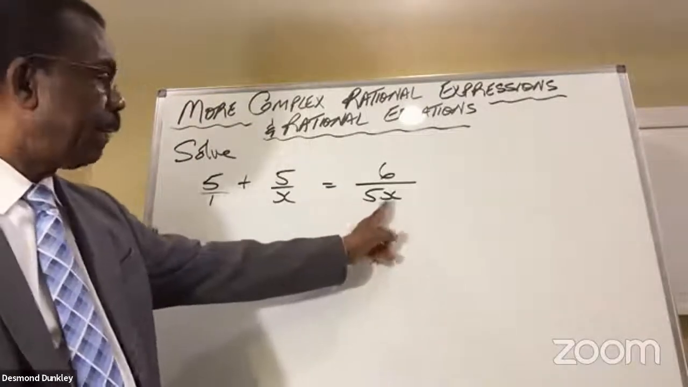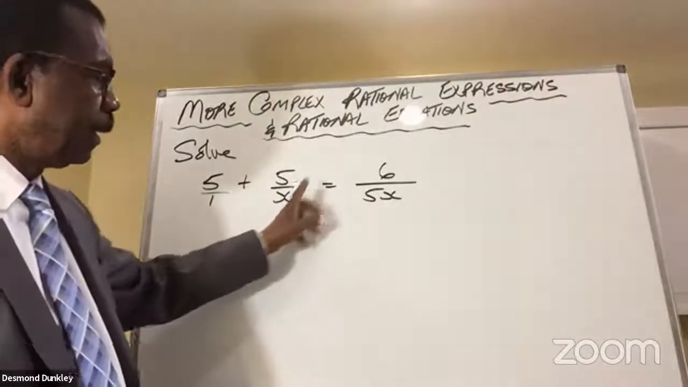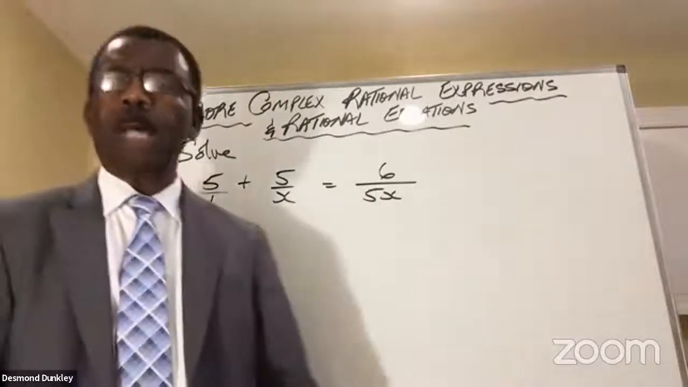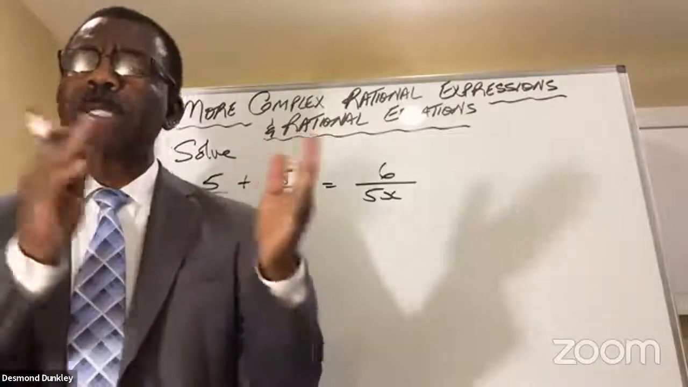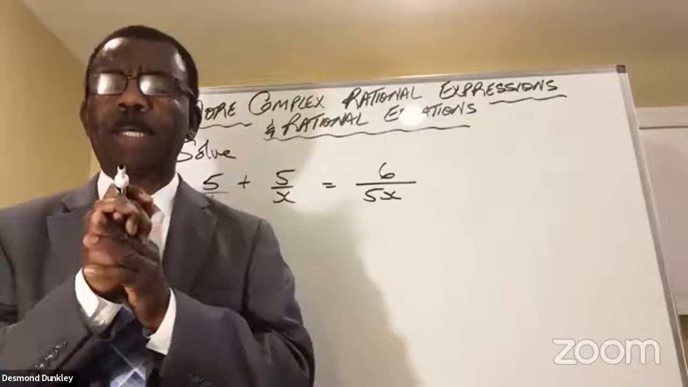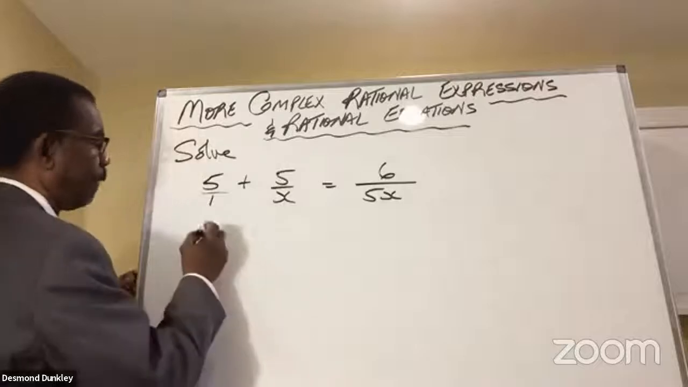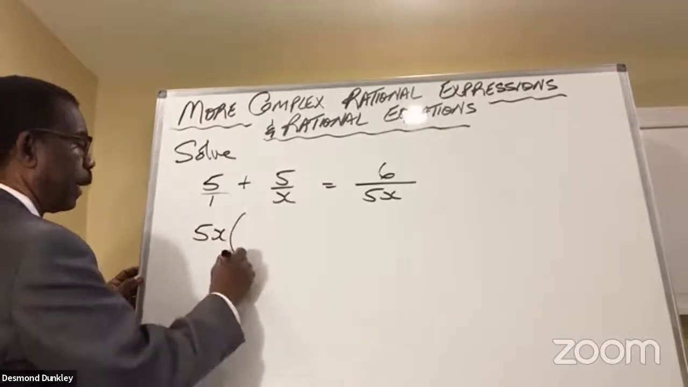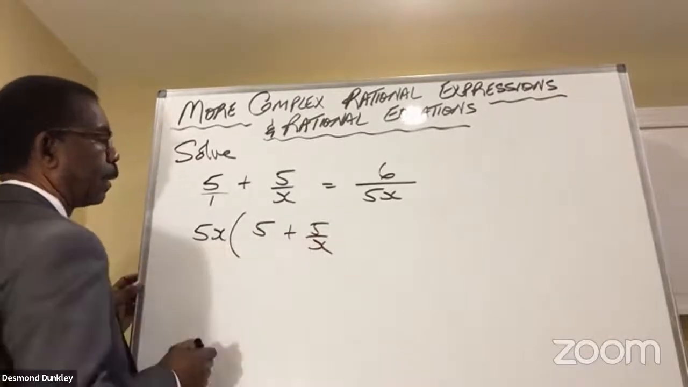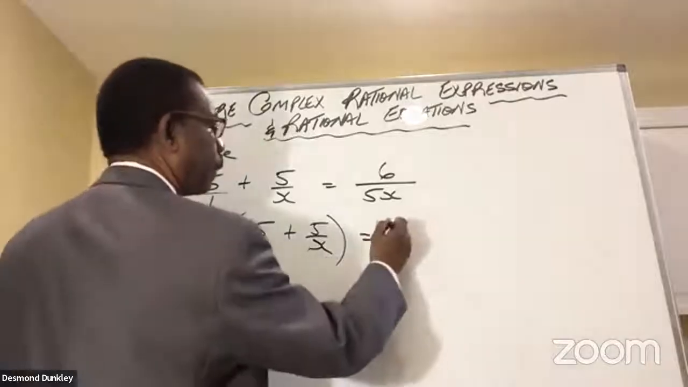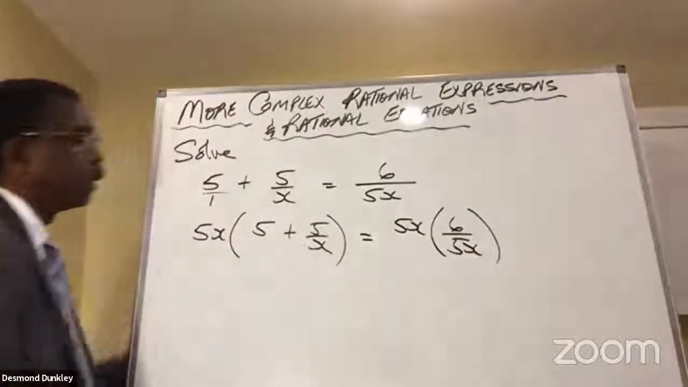The common denominator is 5x, because 5x can be divided by 5x, 5x can be divided by x, 5x can be divided by 1. So once you find the common denominator, all you have to do is multiply both sides by the common denominator. So I'm going to multiply the left-hand side by 5x and the right-hand side by 5x. So we have 5x times 5 plus 5 over x equal to, multiply the other side by that too.